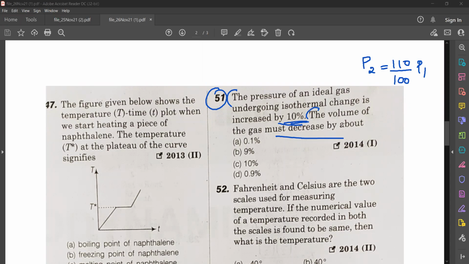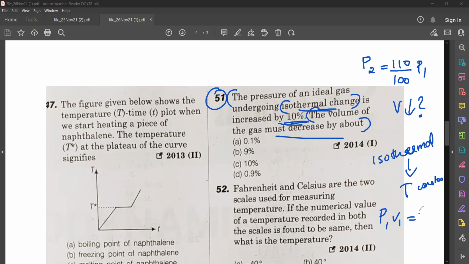Now see, volume must decrease by about. You have to find out how much volume should decrease. Now see, this is an isothermal change. So isothermal change means what is the condition? Isothermal means temperature is constant, isn't it? So when temperature is constant, we know that P1 V1 is equal to P2 V2. So apply in this relation and find out the answer. Please try and let me know the answers.